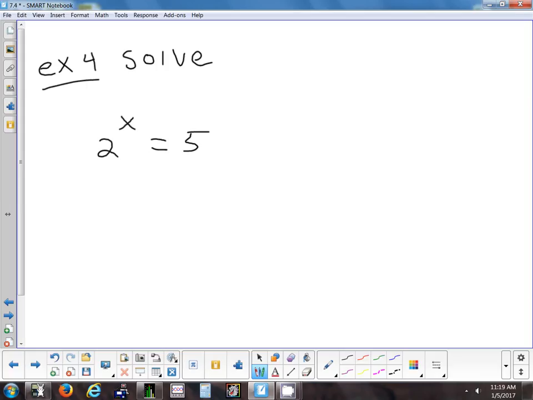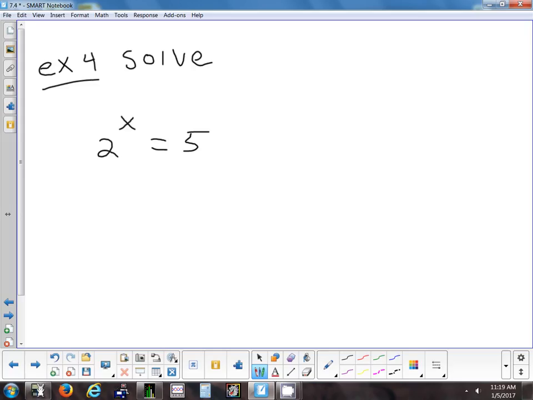2 and 3. 2 to the second power is 4. That's too small. 2 to the third power is 8. That's too big. So the answer is between 2 and 3. 2 point something. But now I want to figure out exactly what it is. Any thoughts what I can do with this one? Yeah, just use your calculator.